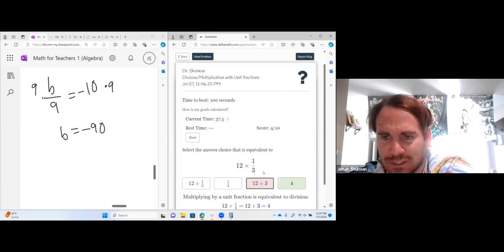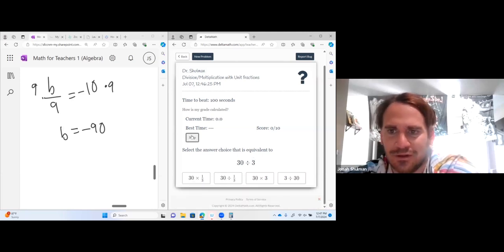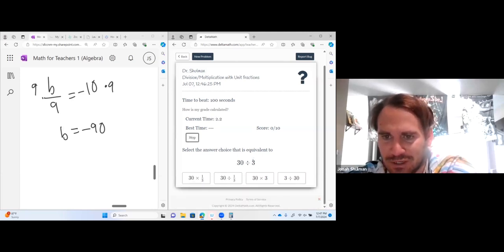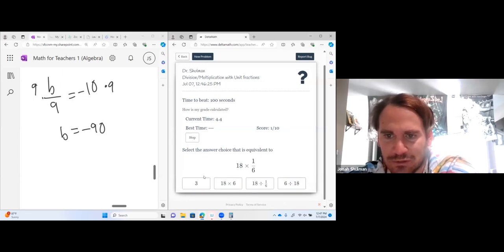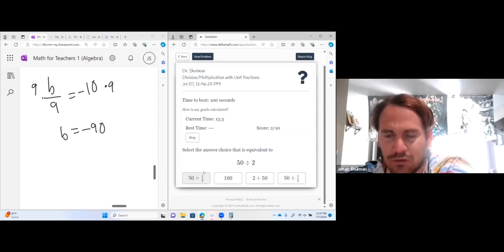Oh, no, it's opposite. Oh, all right. 30 divided by 3 is the same thing as 30 times 1/3. 18 divided by 6 is 3. 50 divided by 2 is the same thing as 50 times 1/2. 90 divided by 10, that's just 9. 27 divided by 3, that's the same thing as times 1/3. 21 divided by 3 is the same thing as times 1/3.